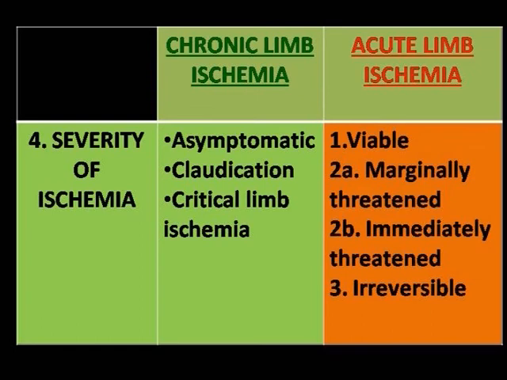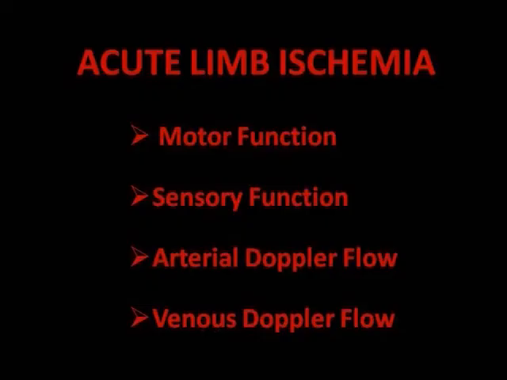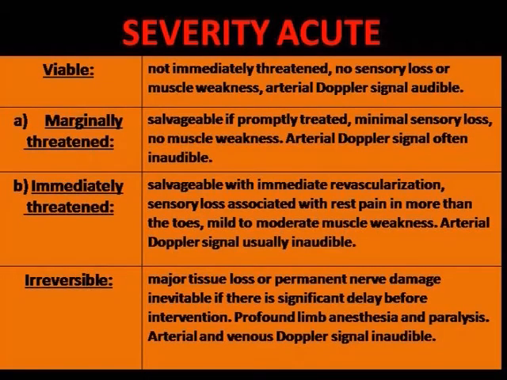If we look at acute limb ischemia and the severity of the ischemia in this group, we divide them into four groups: the viable, the marginally threatened, the immediately threatened, and the irreversible. We assess four things in these patients. We look at the motor function of the foot, the sensory function of that foot, whether the patient has arterial Doppler flow, and whether the patient has venous Doppler flow. We are then able to classify them into these four groups.